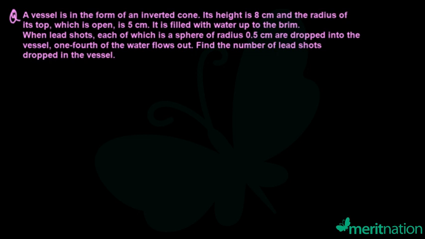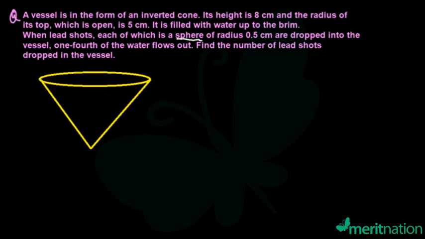Hi guys, in the given question there is a vessel given to us which is in the form of an inverted cone. The dimensions are known. The vessel is completely filled with water up to the brim. Now lead shots which are in the shape of a sphere are dropped inside this vessel and 1/4 of the water flows out. We have to find the number of lead shots dropped inside this vessel.